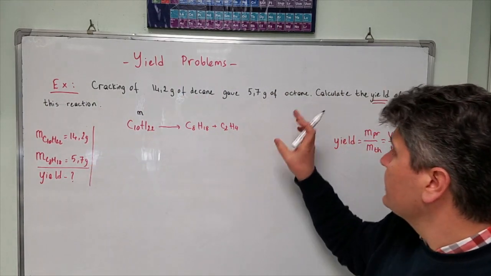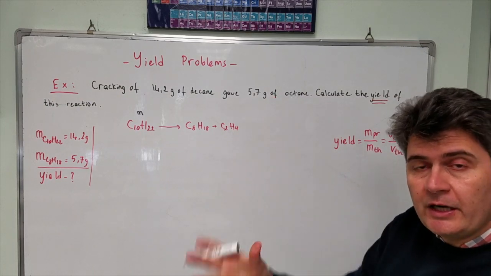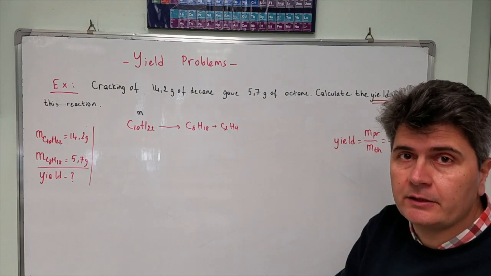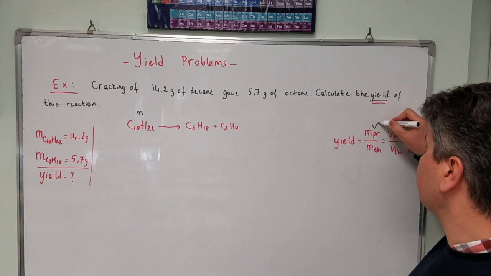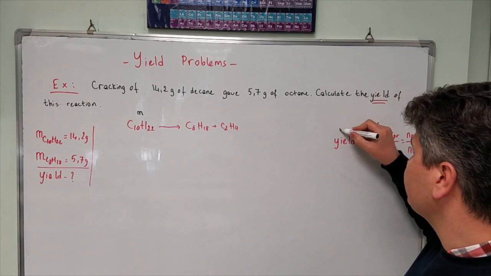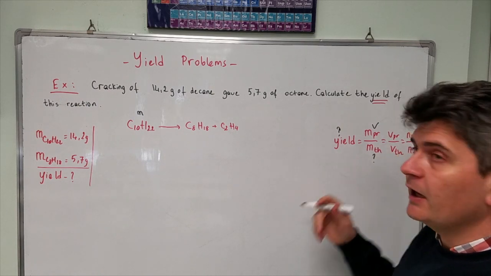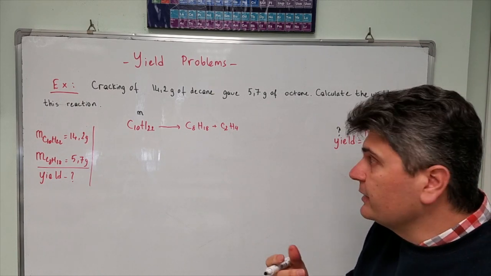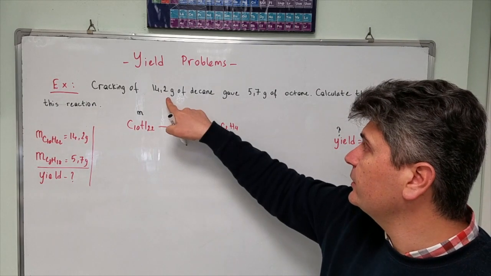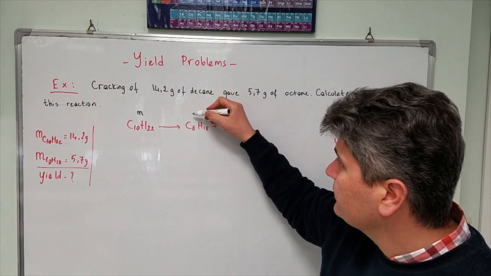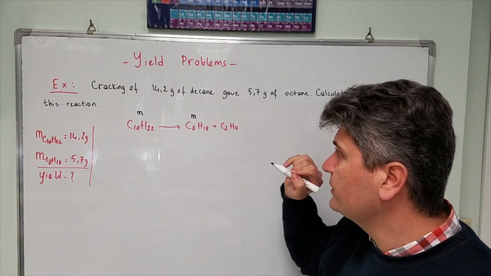So it says this much of octane is produced. So I have it in my hand, so it is the practical quantity. Yield is asked, so I need to find the theoretical quantity of the same compound. How much in theory did I need to get from 14.2 grams of decane? So I need to find the mass of octane.